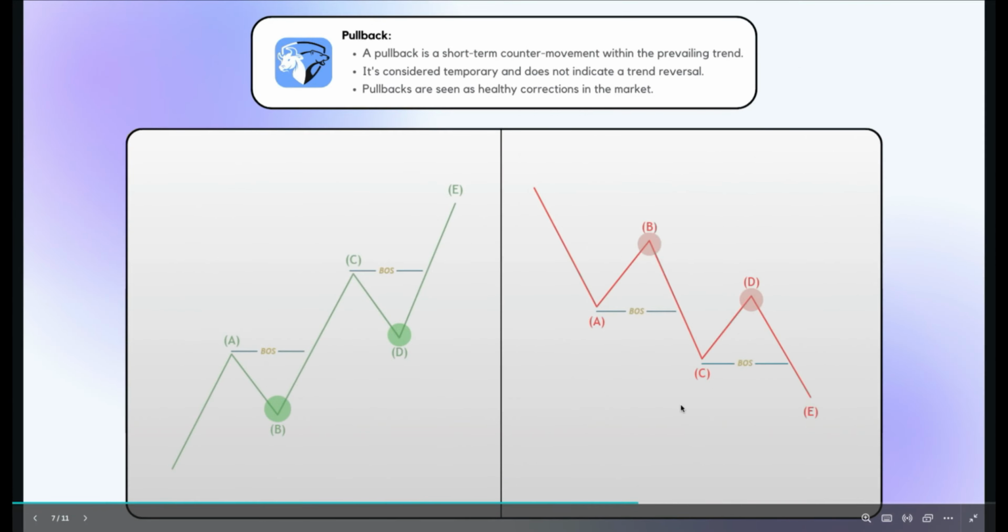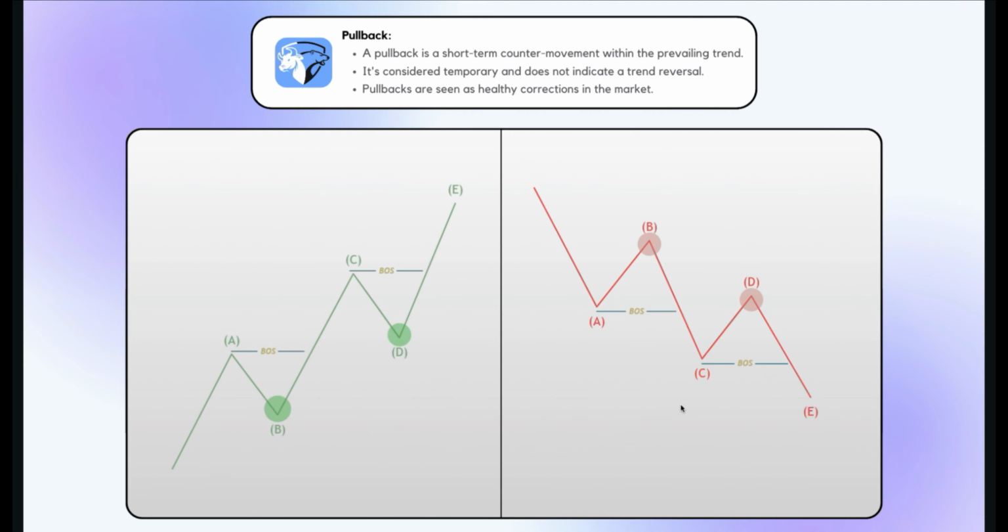Okay, so let's talk about a pullback. A pullback is a short-term counter movement within the prevailing trend. It's considered temporary and does not indicate a trend reversal. Pullbacks are seen as healthy corrections in the market. So I marked it up a little bit easier for you guys. Typically before a break of structure and after, you have what's known as a pullback. So price comes down, right? Sort of stops a little bit here, sometimes even consolidates, goes back up, creates a little bit of a break of structure, right? Finishes forming, comes back down. This is what's known as the pullback.